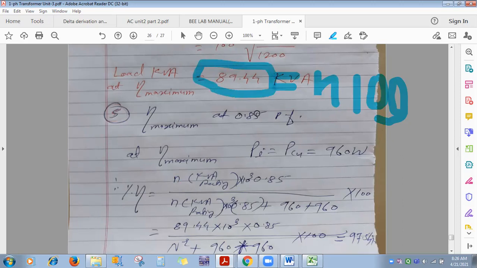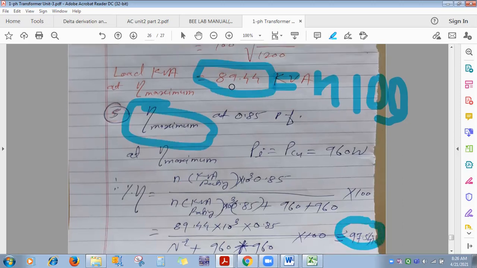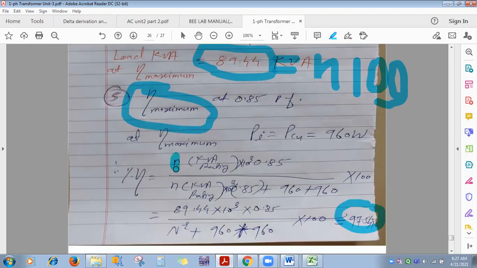If you do N at maximum efficiency, you will get it. You try this. Whatever value you got, put here. See, 89.44 is equal to N into 100. Means N, how much you will get? 0.8944. So put here 0.8944, and N square also 0.8944, into 1200 you put here, and here you put 100. Same answer you will get, 97.54.